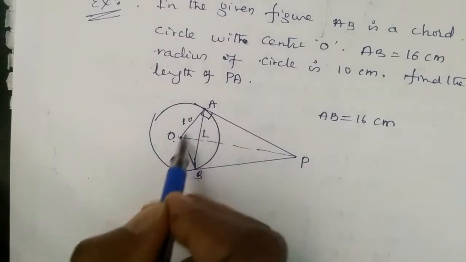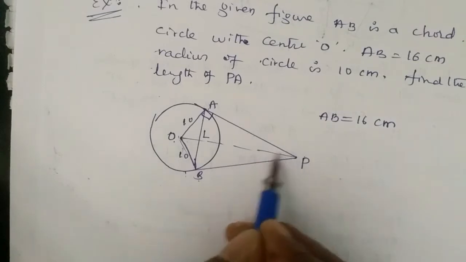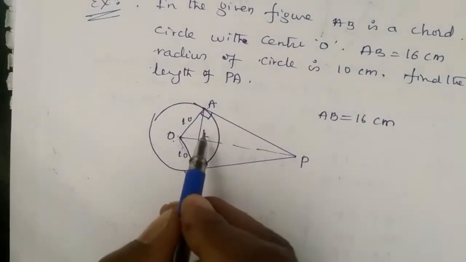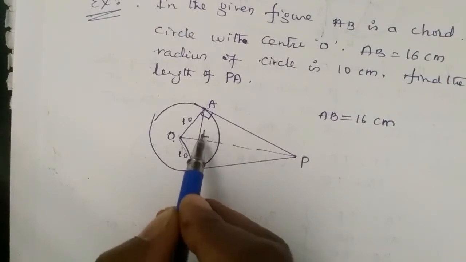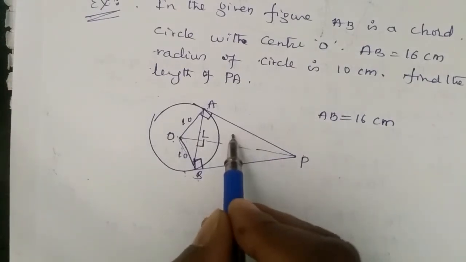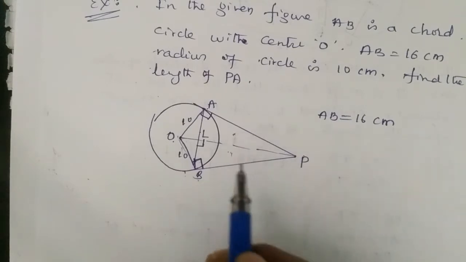Look, OA is radius, PA tangent. Again OB radius, PB tangent. I mark here also 90 degree. And I also mark 90 degree here. This is not a radius and tangent, but I marked 90 degree because these two triangles are congruent triangles. So why are these two triangles congruent triangles?